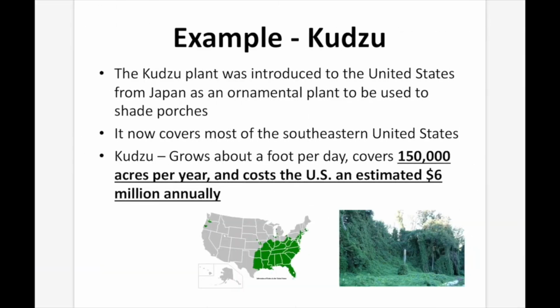So another example of an invasive species is the kudzu plant. The kudzu plant was introduced to the United States from Japan as an ornamental plant to be used to shade porches. So this one was brought over on purpose. It now covers most of the southeastern United States, and it grows about a foot per day, covers 150,000 acres per year, and costs the U.S. an estimated $6 million annually just to keep it at bay so that it doesn't take over.